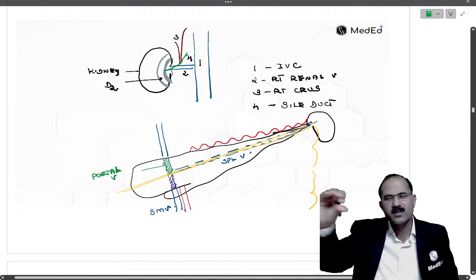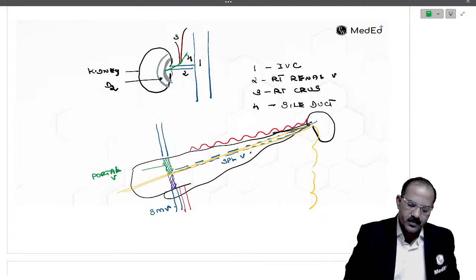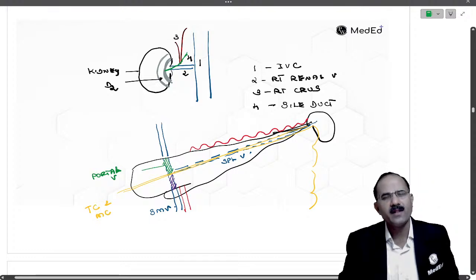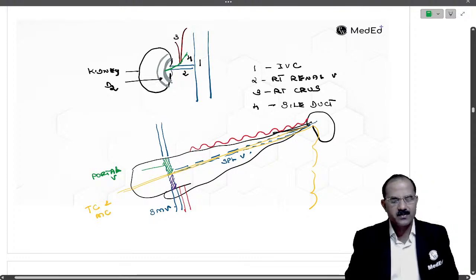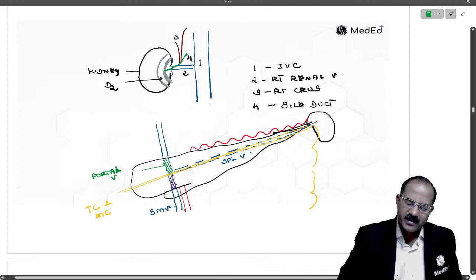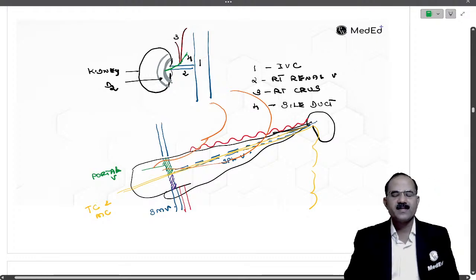There's something which crosses the entire pancreas. What was that? That's the transverse colon and mesocolon. Transverse colon, and the mesentery of the transverse colon is known as the transverse mesocolon. Very good. And bachcho, look at this. What's this structure here? That's the stomach.